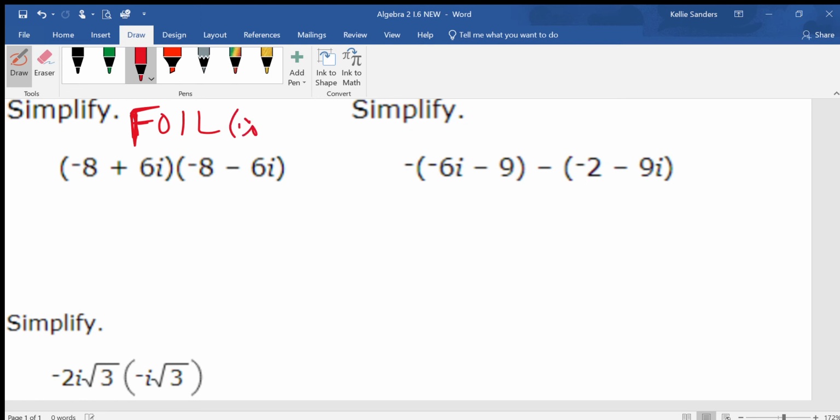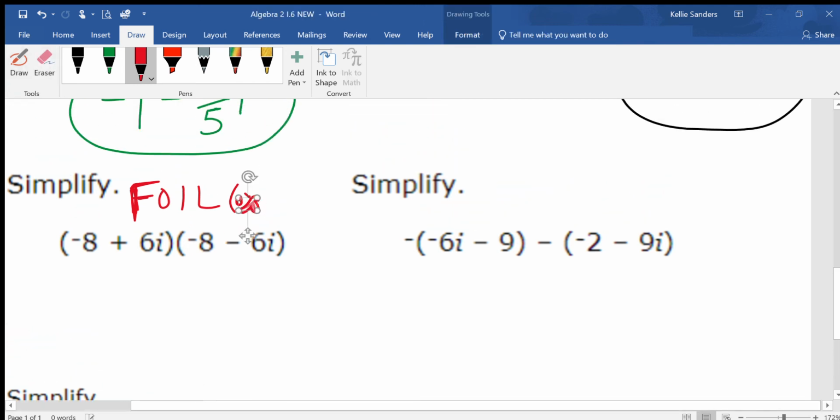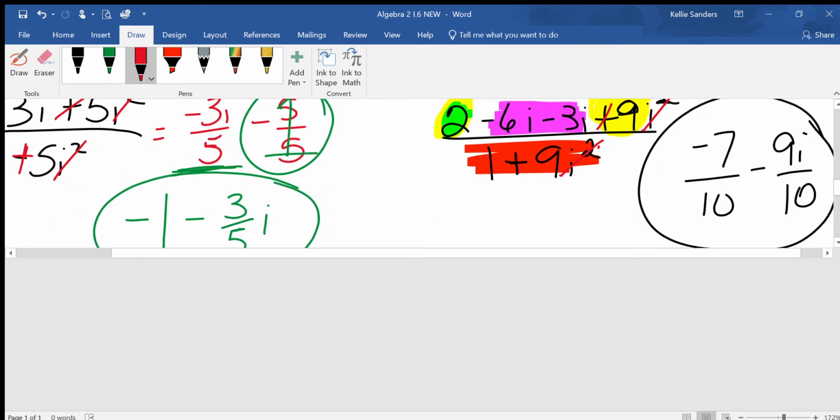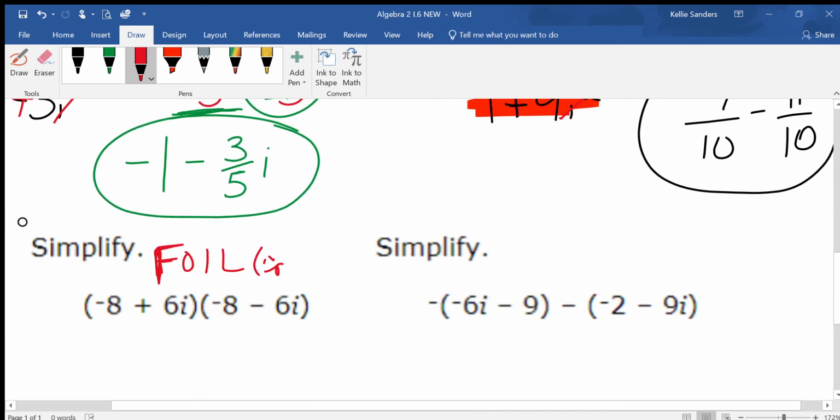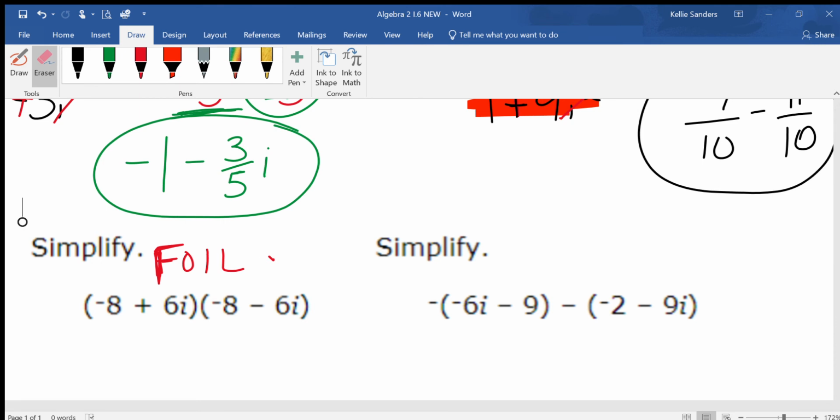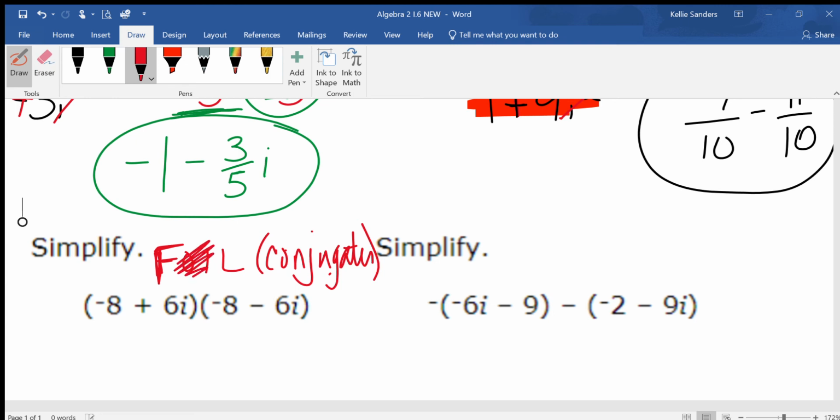They are... erase. Just a second, it's going to start messing up on me. I've got to find a better system. These are conjugates. Okay, so if they're conjugates, you don't have to do all of it.